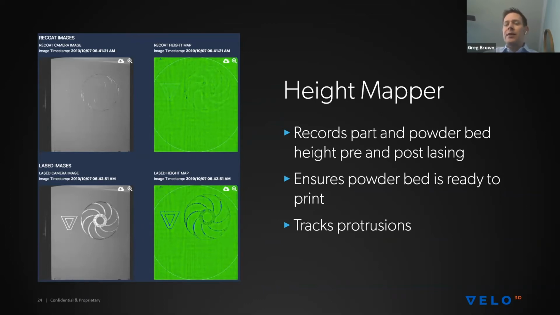The system is designed to take these images two times, once after the recoat itself, to make sure that the recoat quality was good and there weren't any issues when we were laying down the next layer of powder. And then again after we finish lasing the bed, to check where the metal is now that I finished lasing, and whether you have any indications of part protrusions.